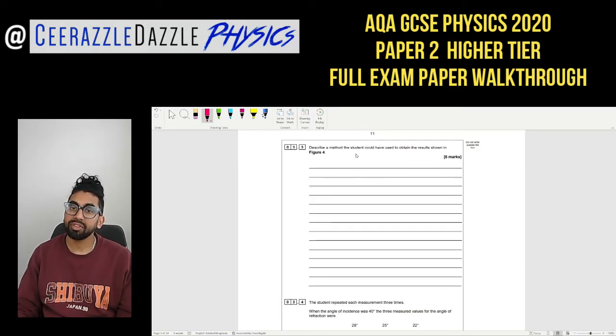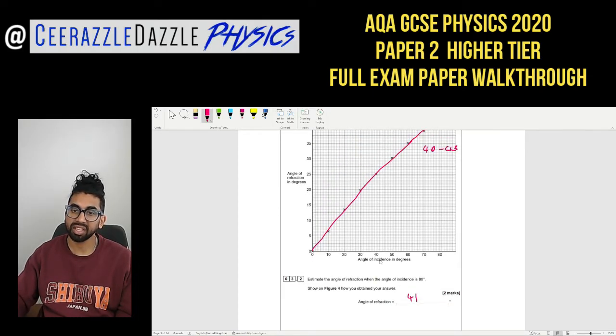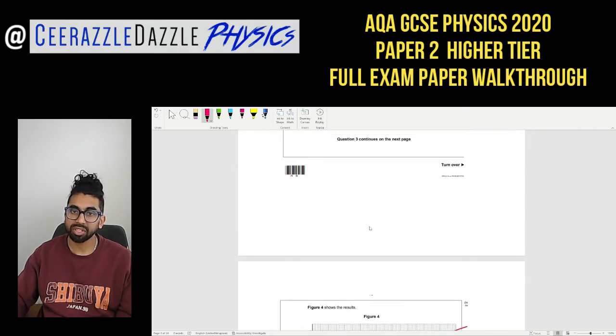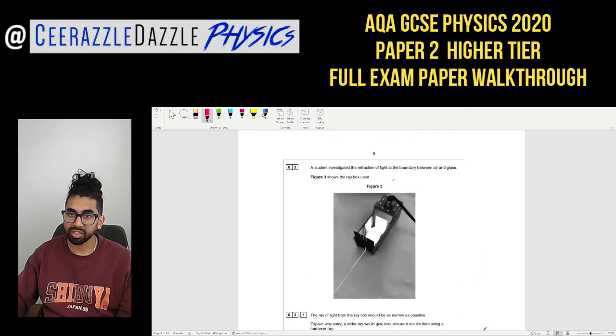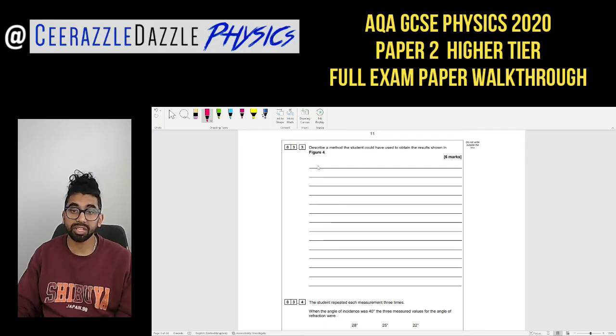3.3, describe a method the student could have used to obtain the results shown in figure 4. So how would you actually obtain that? The angle of incidence over here, and the angle of refraction over here. How could they do this? Well, let's have a quick read of the question once again. It's the boundary between air and glass. The first thing you're going to have to do is place a glass block on plain paper.